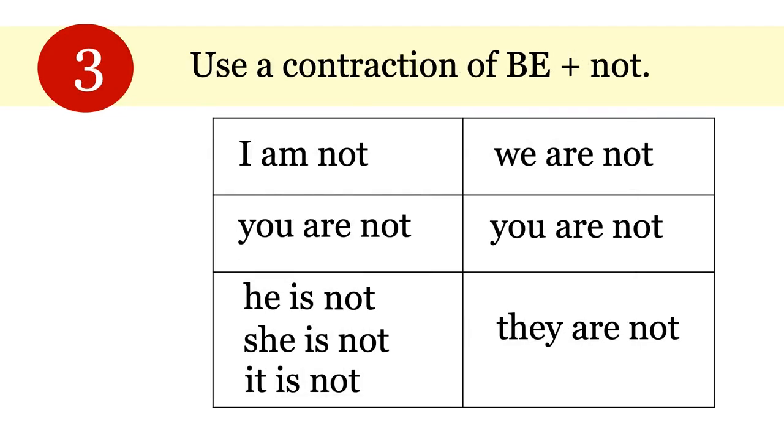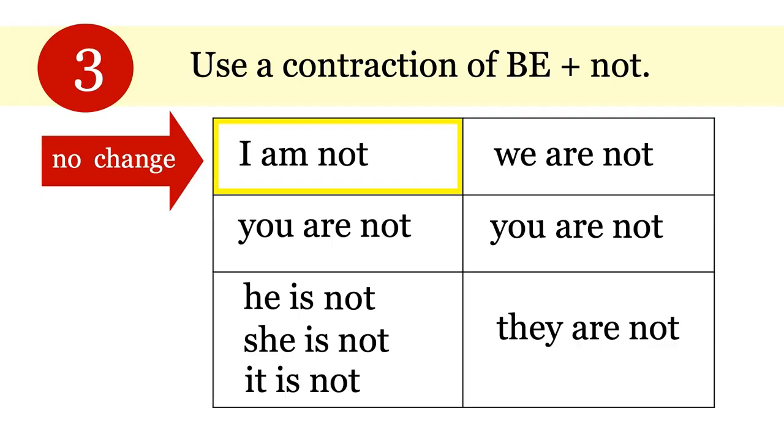The third way to form the negative is to use a contraction of be and not. You cannot use this way for I. There's no change for first person singular. But the rest we can do this third way. So look at you are not. This time we drop the O, we make one word with the N and the T, and we add the apostrophe. You aren't.